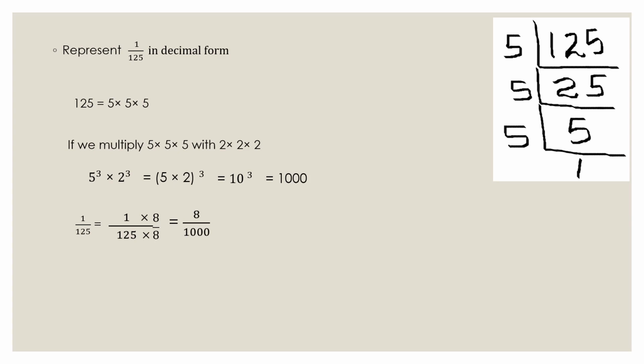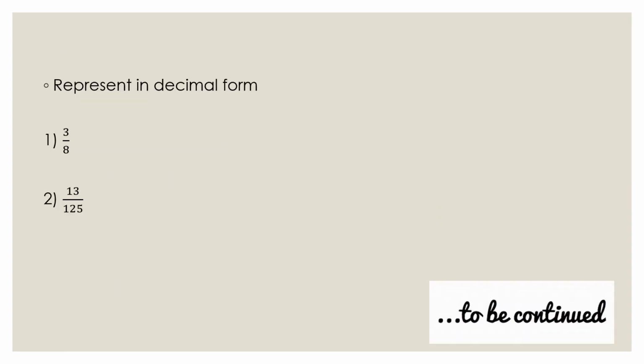And we all know the decimal form of 8 by 1000. Tell me. Yes, it's 0.008. Is it? Now tell me the decimal form of 1 by 125. Yes, 1 by 125 is equal to 0.008. Very good.